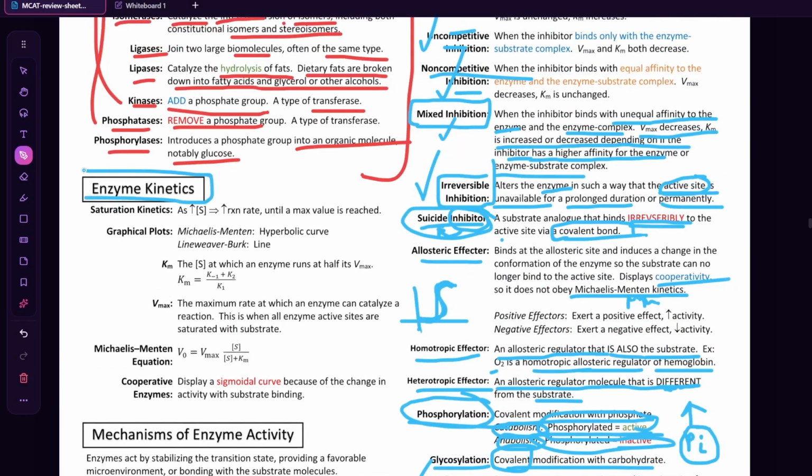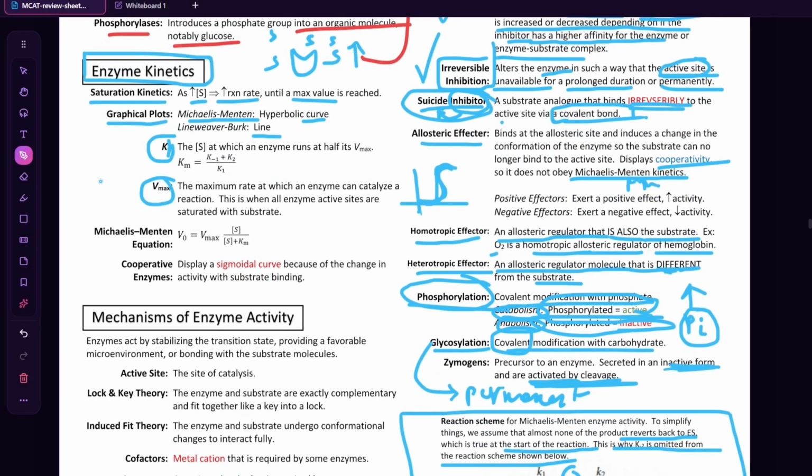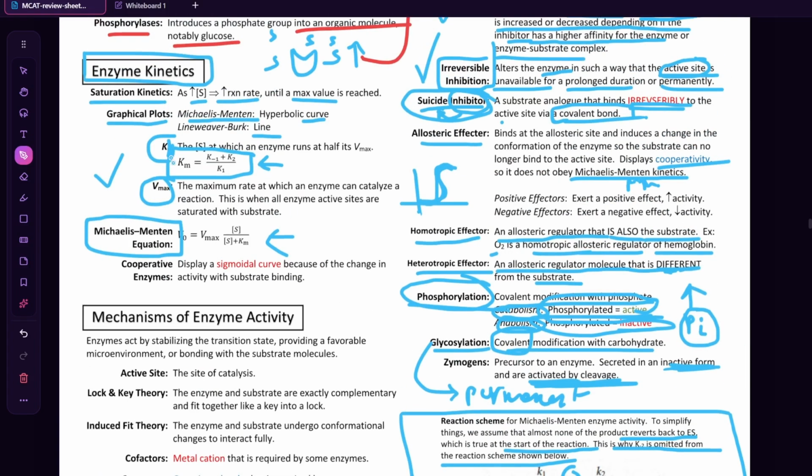Enzyme kinetics is where you get saturation kinetics. You have your enzyme here, and there's substrate all around in the environment. If I increase the amount of substrate, it would increase the reaction rate until a max value is reached. So remember Vmax, right? We already went over the graphical plots. Lineweaver-Burk is a line plot, and Michaelis-Menten uses curves. Km we went over, and Vmax we went over, but we didn't really go over this specific formula, which would be useful in practice problems. The Michaelis-Menten equation would also be useful in practice problems, which I'll show you soon.